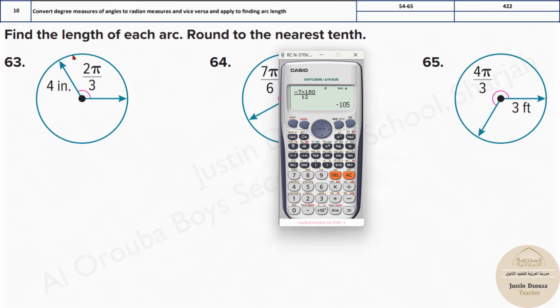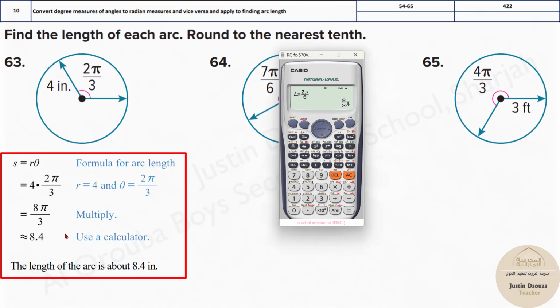Now what about this one, to find the arc length? The formula is very simple. It's the radius multiplied by the angle. But the catch is the angle must be in radians only. You can't use degree angles. That's the only thing. Here, all you need to do is multiply 4 times 2 pi by 3. So I will get the answer 8 by 3 pi.